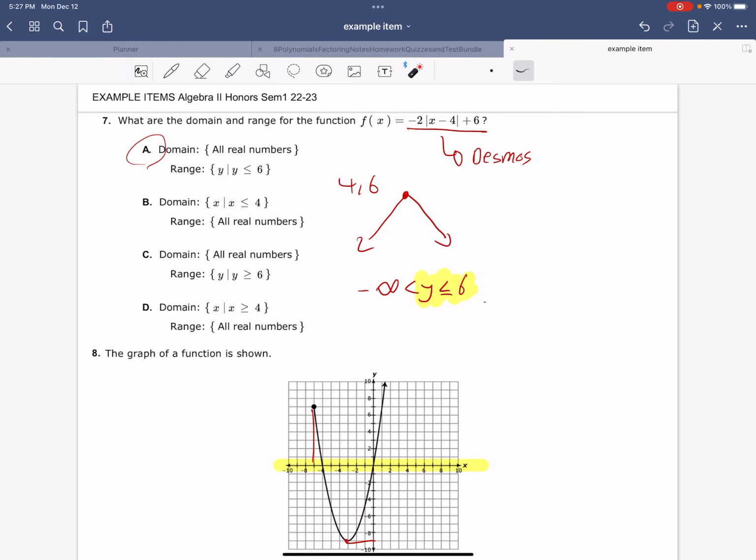Question number 7, you just put this one into decimals. And again, as soon as you put something into decimals, the domain is going to be all real numbers. So the answer is going to be either A or C. And you have this graph. So the range is the bottom to top. The lowest point is negative infinity. The highest point is 6 because that was the vertex.